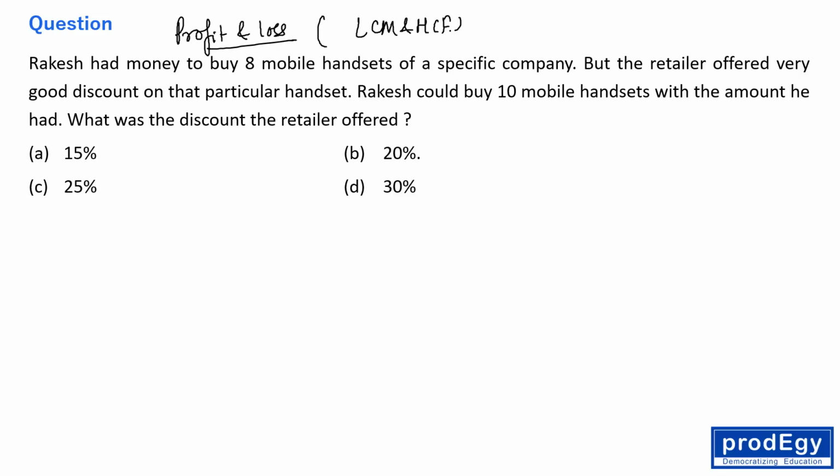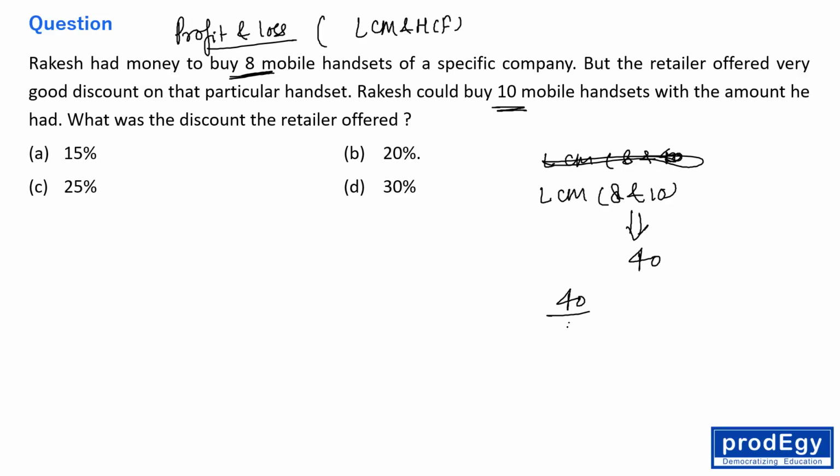Why? Because just take the LCM of 8 and 10, right? LCM of 8 and 10 is what? 40, right? So earlier, Rakesh had money to buy 8 mobile handsets, right? It means if for 40 rupees he can buy 8 mobile handsets, the MRP was 5 rupees per handset, right?